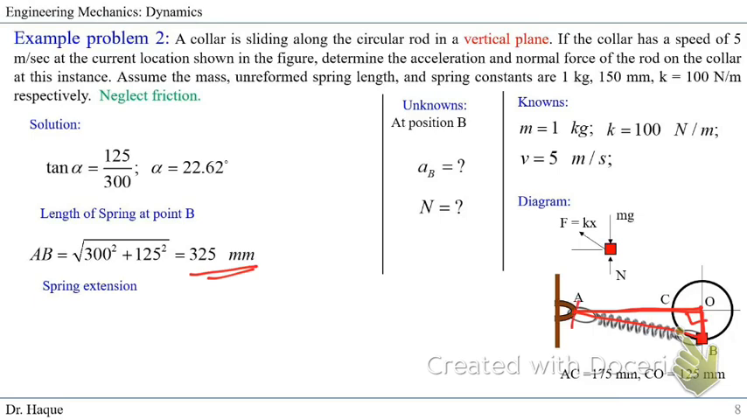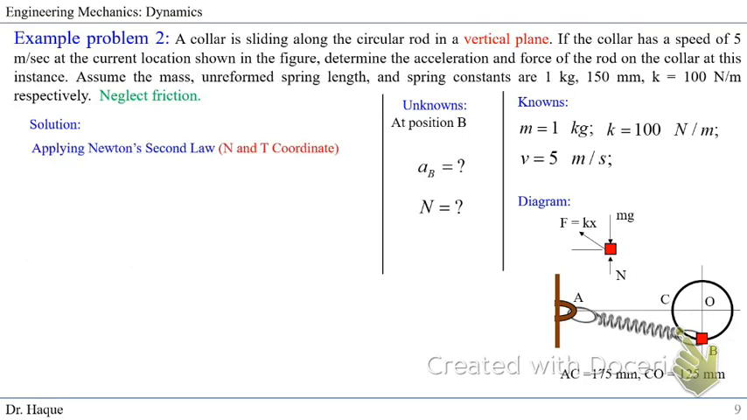So meaning at position B, the length of the spring is 325 millimeter, and we know the original length of the spring is 150 millimeter. So we can find the spring extension, which is 325 minus 150 equals 175 millimeter. So now we have x. Now we can work on the force.